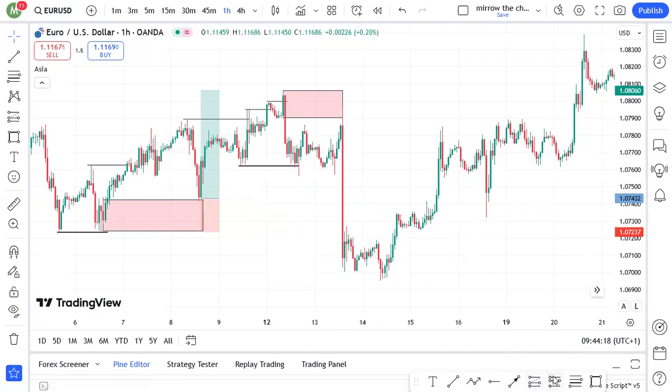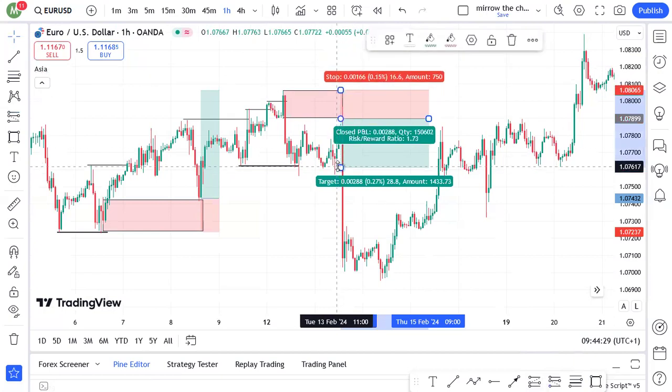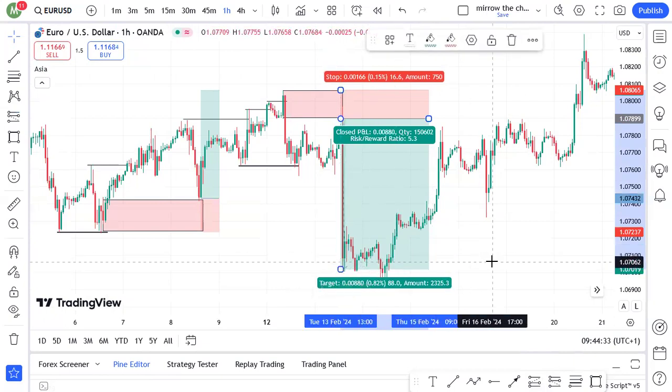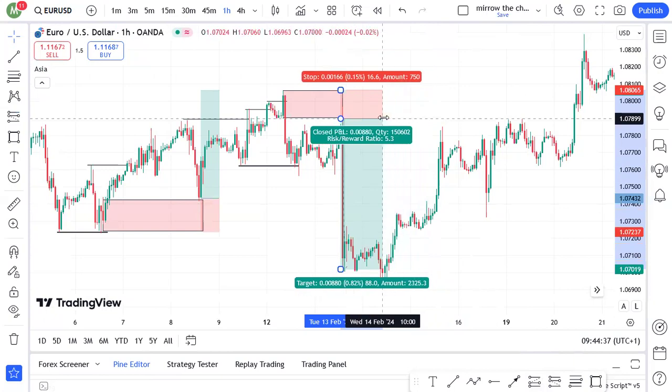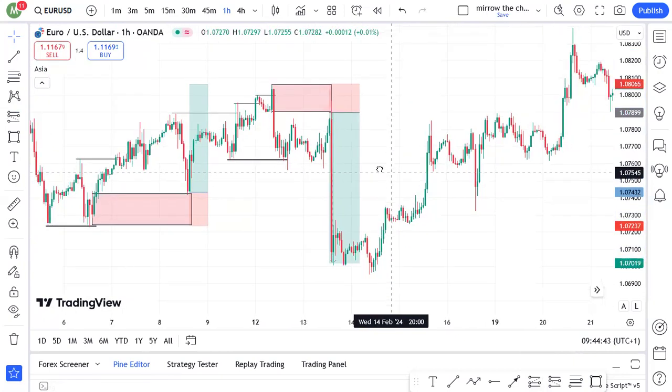Now, if we enter a trade here from this our POI, boom. You get your 5R. As simple as that. Boom. You get your 5R. That's very simple.